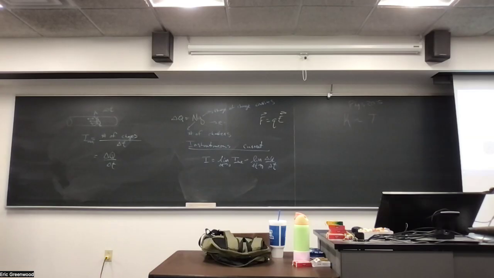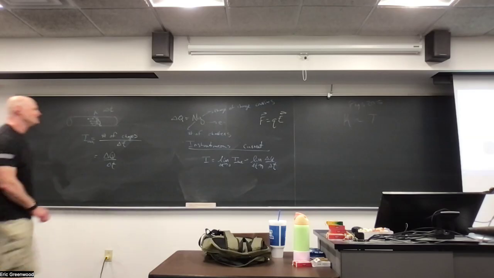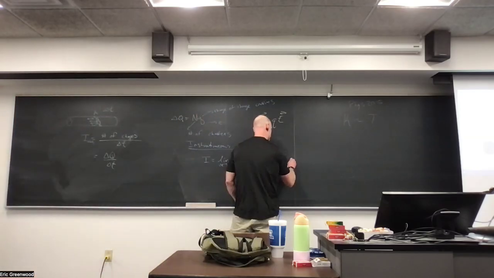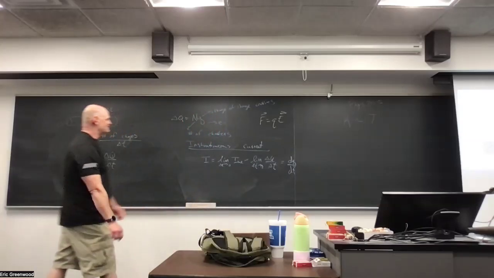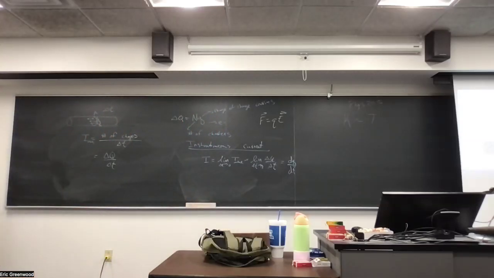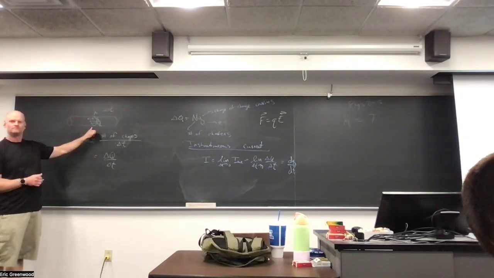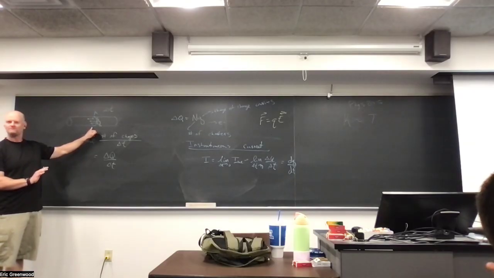But what's the limit of a delta over delta? The derivative, right? So this is the time rate of change of the charge. So this is my dq dt. What this says is that the instantaneous current is actually the time rate of change of the charge, again, passing through this cross-sectional area. Okay?